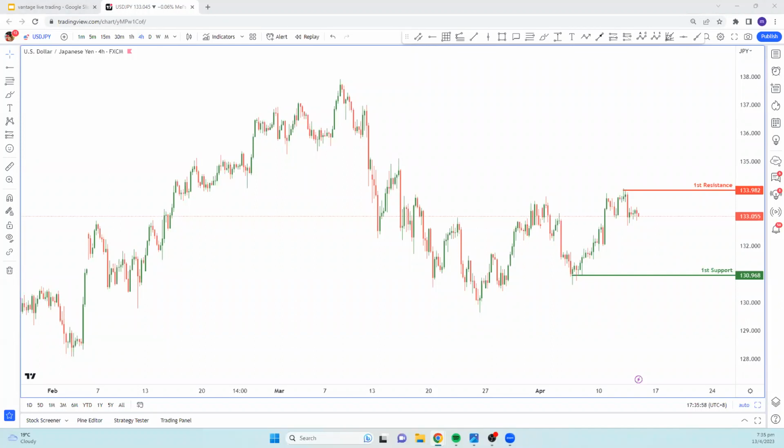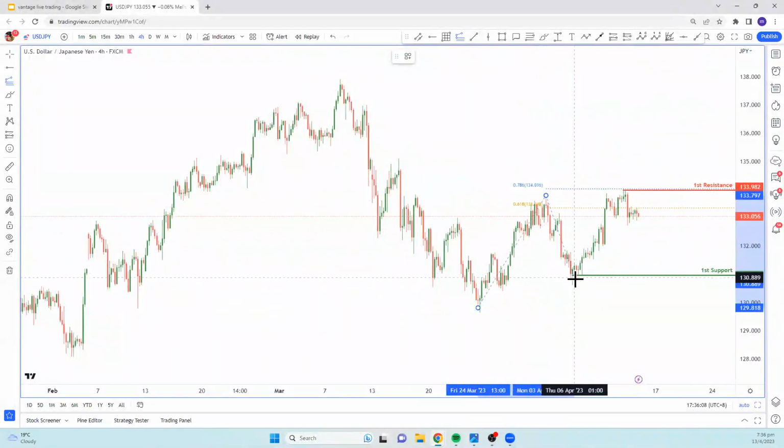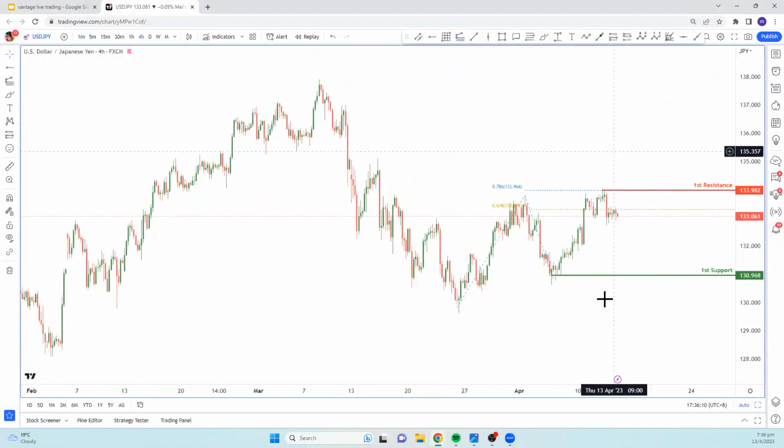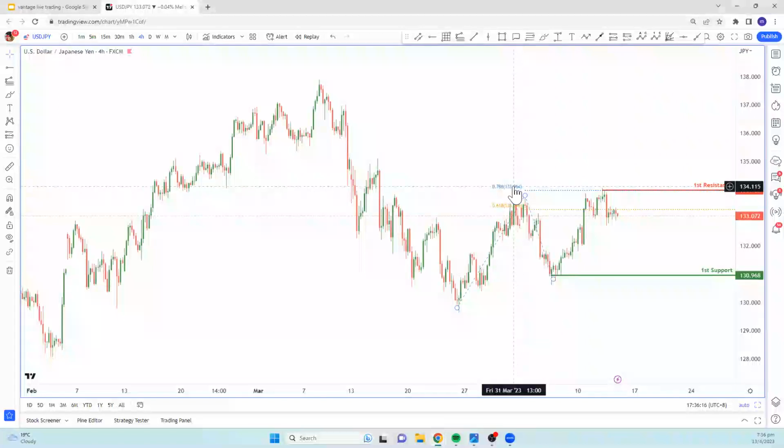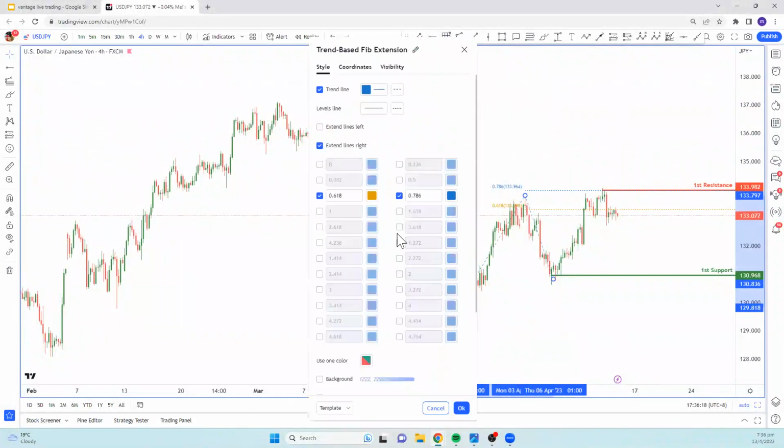Okay, so now let's analyze our support and resistance levels. Let's support them with Fibonacci levels. So here I have a Fibonacci projection. Okay, I can see my 78.6 lines up nicely with my first resistance. Let me just check to see the 100% as well.